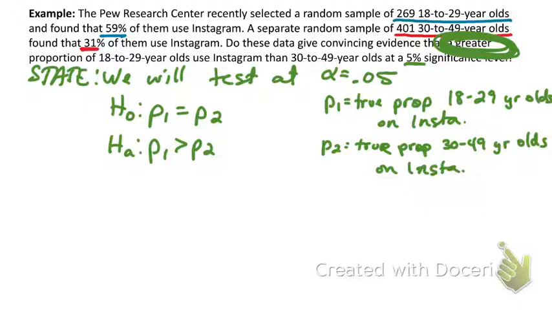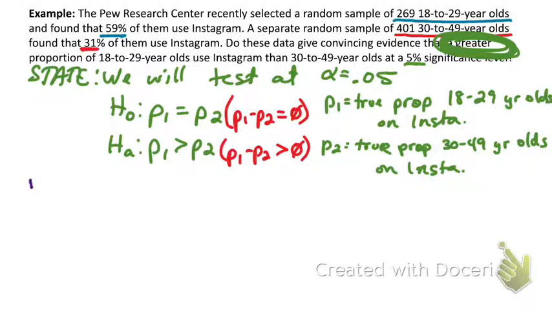Now then, that is what the problem is saying. Just as a reminder, you could see this written as P1 minus P2 equals 0, or P1 minus P2 is greater than 0. So you could see it either way if you were looking at a multiple choice question or something that was already written out for you. But there's your null and alternative hypotheses. Okay, what's next?